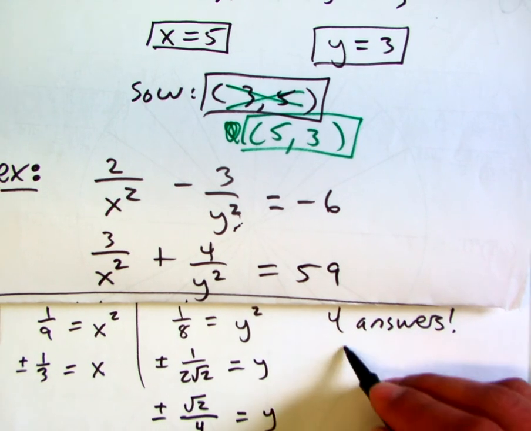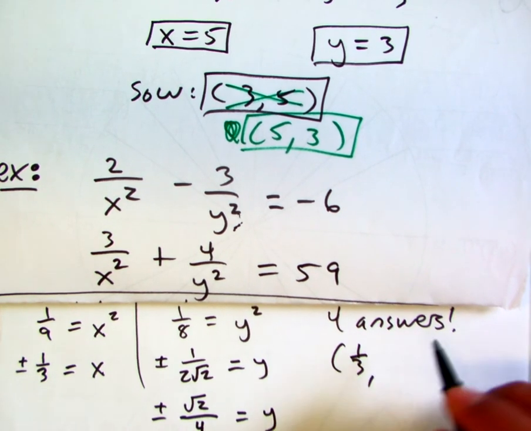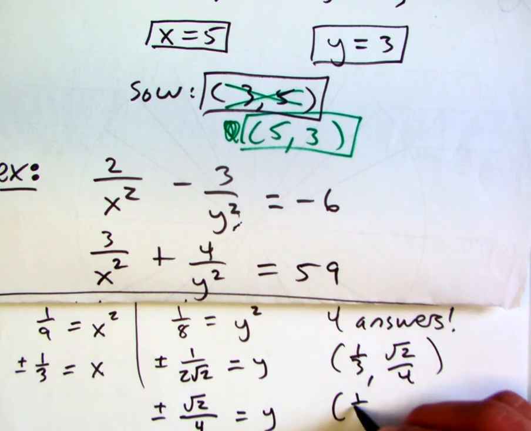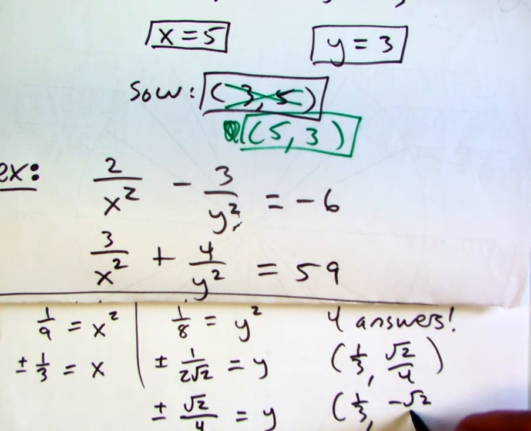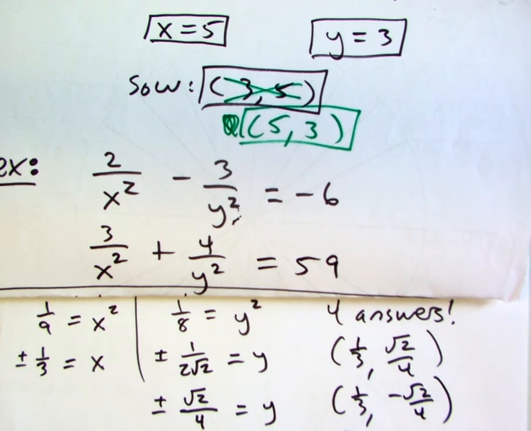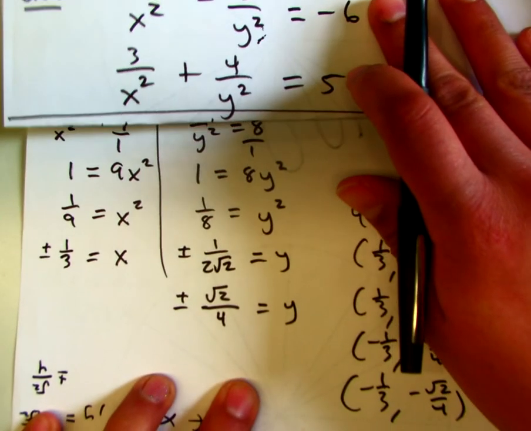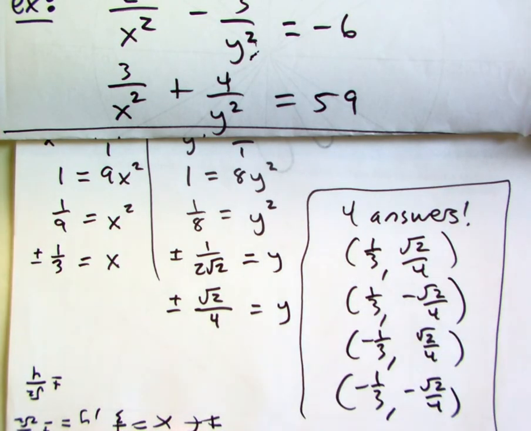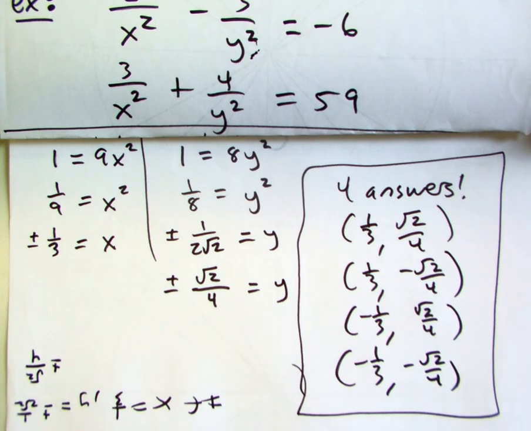Because if you plug in 1/3, you could get positive root 2 over 4 or negative root 2 over 4. And then the same thing happens when you plug in negative 1/3. Does everybody see why we have 4 answers there?